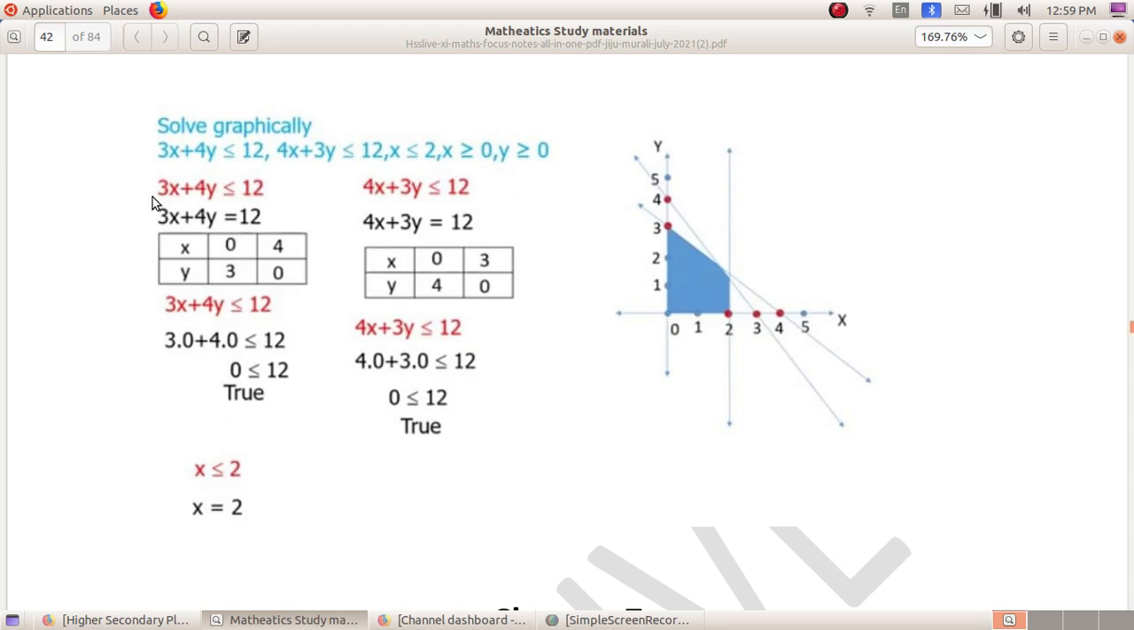For that, assign x equal to 0, y equal to 0 in the first inequality. That is 3 into 0 plus 4 into 0 less than or equal to 12. 3 into 0 is 0, 4 into 0 is 0, and 0 less than or equal to 12. We know that 0 is always less than 12. That is true. Here 12 is greater, 0 is less. So this expression is always true. So this 0, 0 will be included if you are shading like this. So you have to shade in the downward direction of the straight line. So you have to shade here.